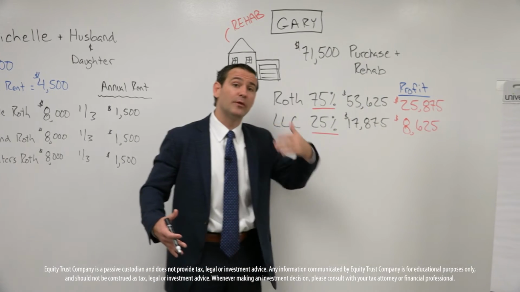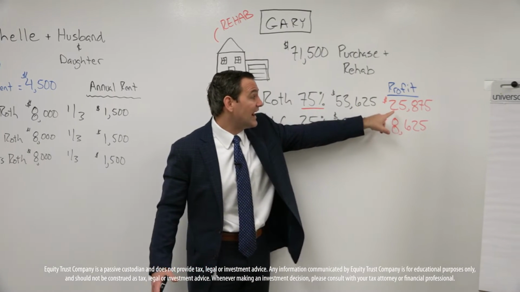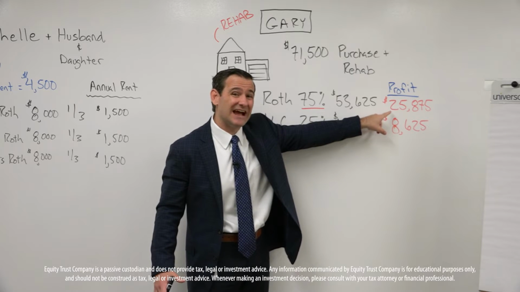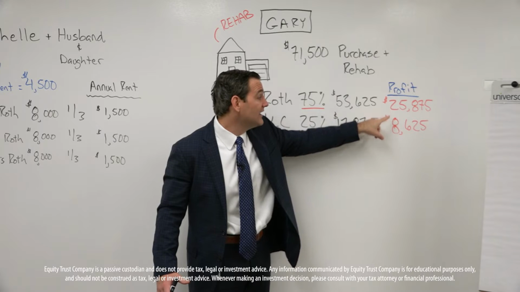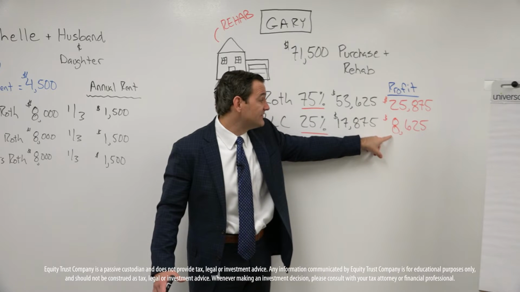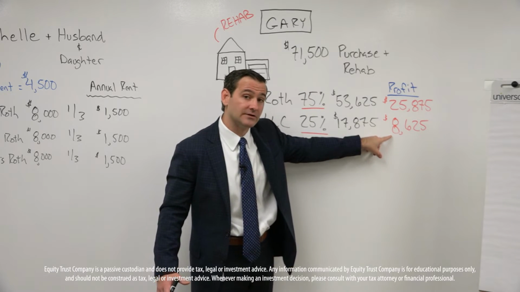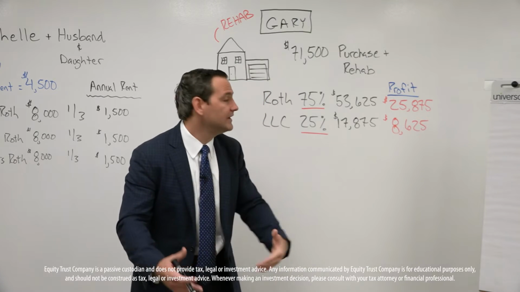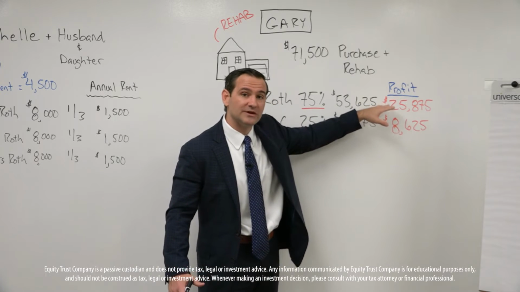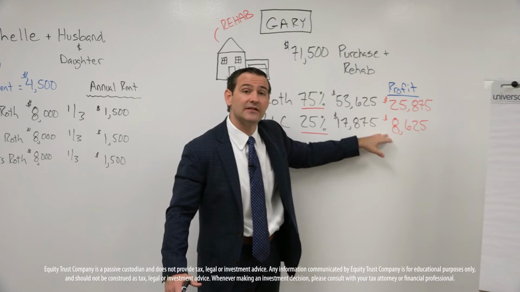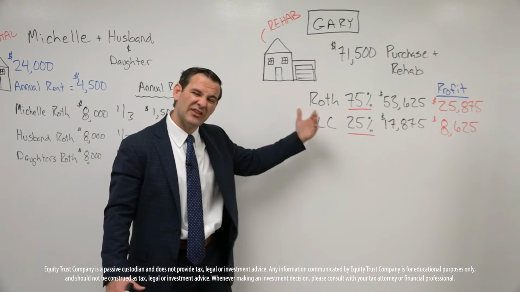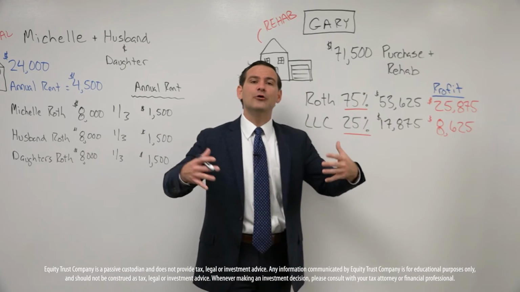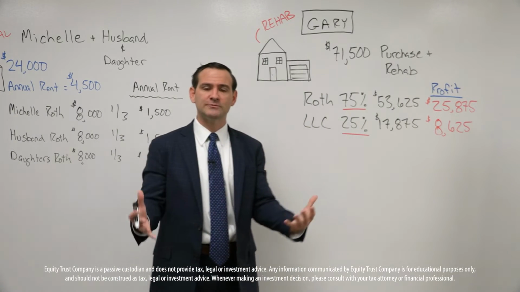And when they sold the property, $25,000, nearly $26,000 in tax-free profits in Gary's Roth IRA. And then his LLC received about $8,600 in taxable profits. So his Roth IRA captured about $26,000 tax-free, and then his LLC received the remaining $8,600 for the 25% interest. See how that works?